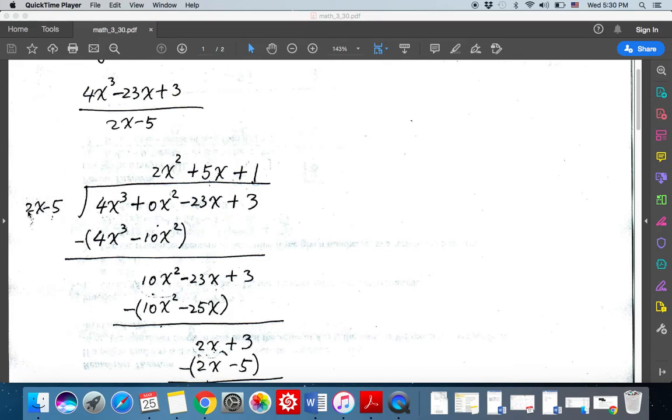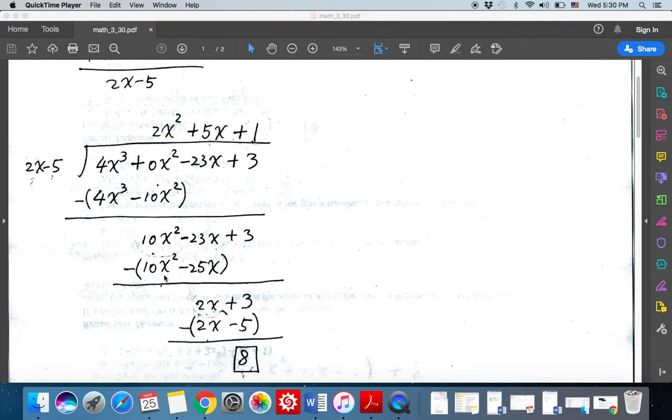5x multiplied by 2x gives us 10x squared. 5x multiplied by negative 5 gives us negative 25x. And we subtract what we get from the remaining terms, which we get from the previous step. 10x squared got cancelled. Negative 23x minus negative 25x gives us 2x. Copy down 3. So now we're going to use 2x to divide into 2x.